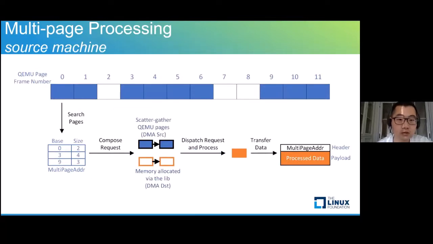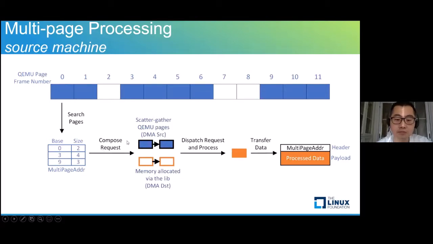For the multi-page processing, here is an example where we have 12 pages. The migration thread will find multiple dirty pages at one time. For example, here it finds that pages 0 and 1 are dirty, and it composes a data structure saying the dirty pages start from 0 with size 2, meaning there are 2 consecutive pages. The second group of dirty pages starts from page 3, and it has 4 pages. And the third group starts from page 8, and it has 3 dirty pages.